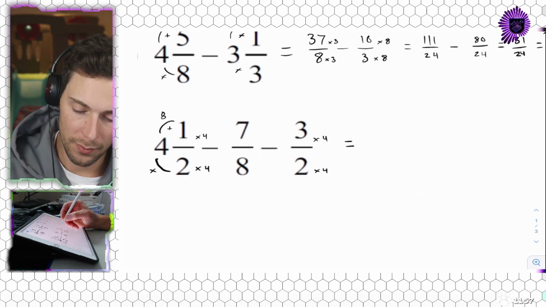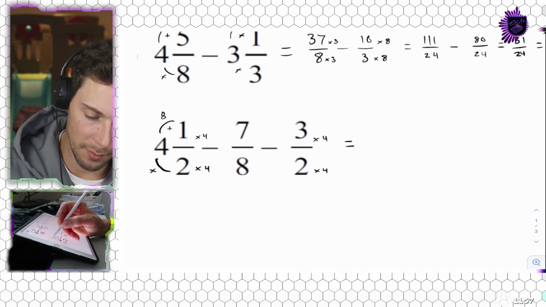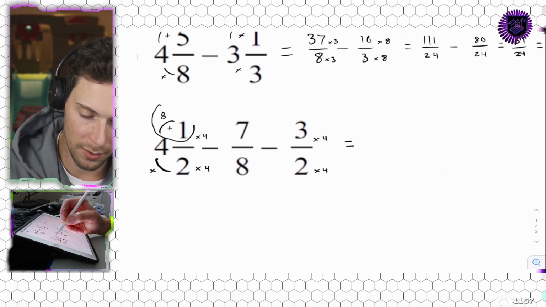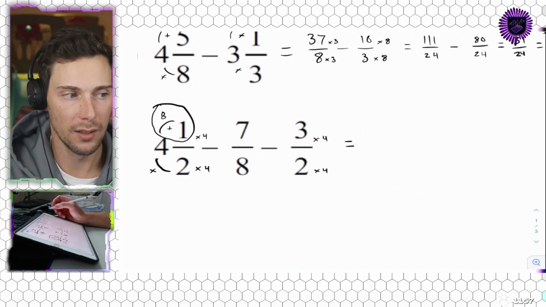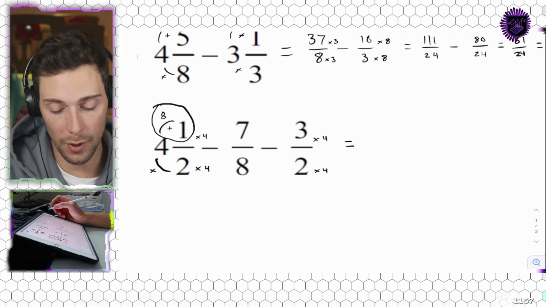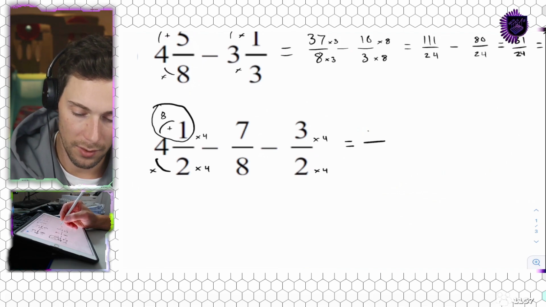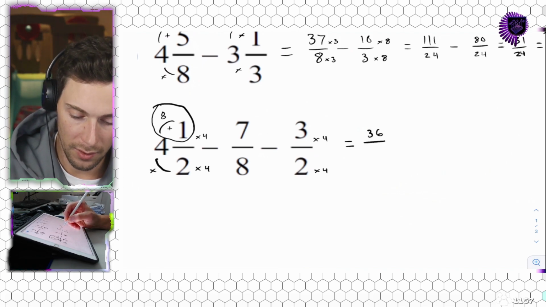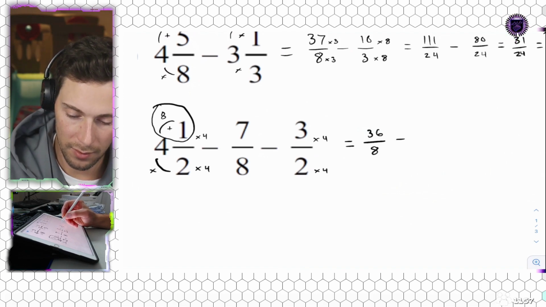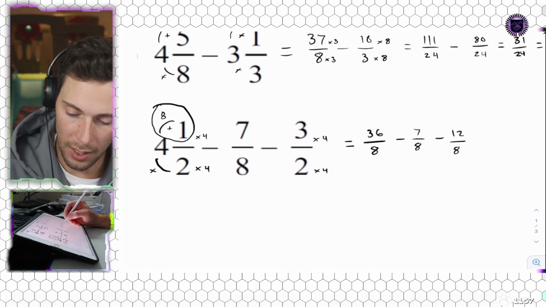So this will become 9, right? This here. 8 plus 1 is 9. Then times 4. 9 times 4 is 36 eighths minus 7 eighths minus 12 eighths.